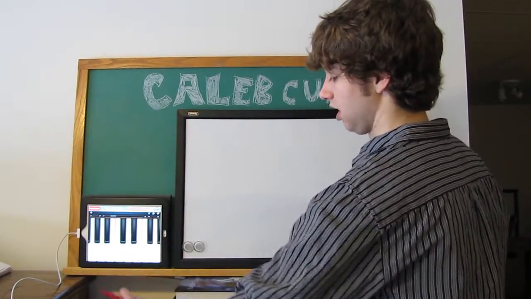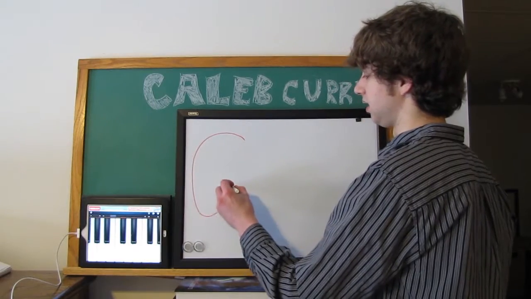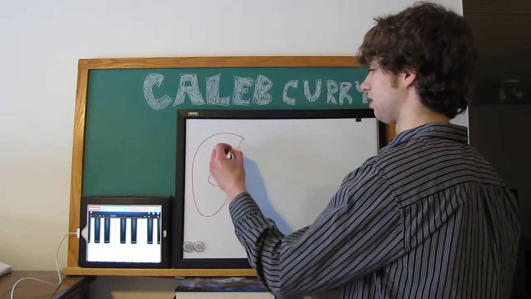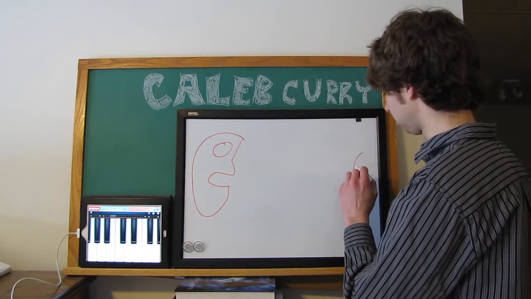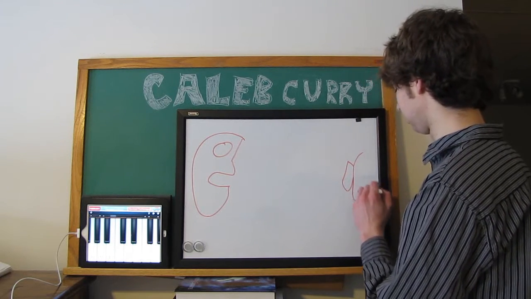Get my marker here. So, here we have a guy, and he's screaming, and he's yelling at this kid over here who has an ear. Yeah, that's his ear.